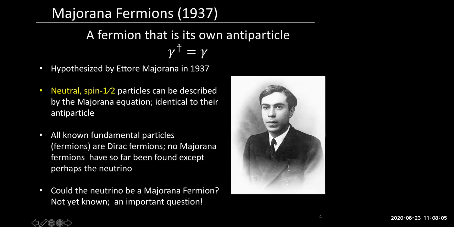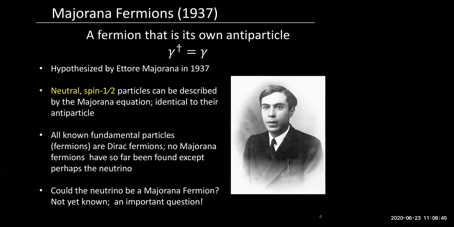The interesting thing about these fermions is that they're actually neutral objects. And so they're spin half particles. You need them to be neutral because otherwise usually antiparticles have opposite charge to the particles. So if you have these neutral spin half relativistic particles that are their own antiparticles, it turns out that this is perfectly allowed in our universe. But the point is that all known fundamental particles are Dirac fermions, and we've so far not been able to find any Majorana particles in nature.